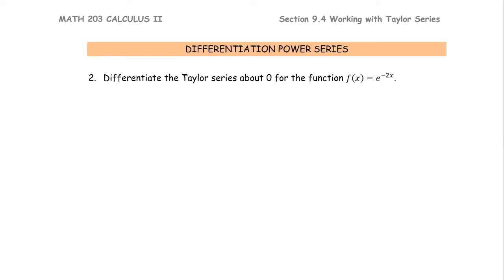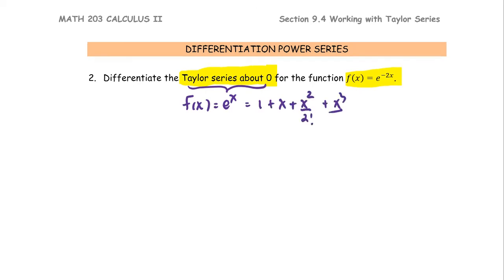Differentiating power series. In this example, we're going to differentiate the Taylor series about 0 for the function e to the power negative 2x. The Taylor series about 0 for f of x equals e to the x is of the form 1 plus x plus x squared over 2 factorial plus x to the third over 3 factorial plus x to the fourth over 4 factorial. For the function f of x equals e to the negative 2x, we replace the x with the quantity negative 2x.